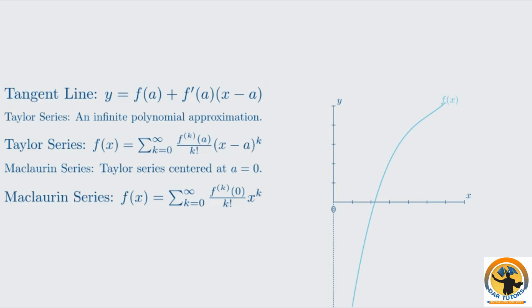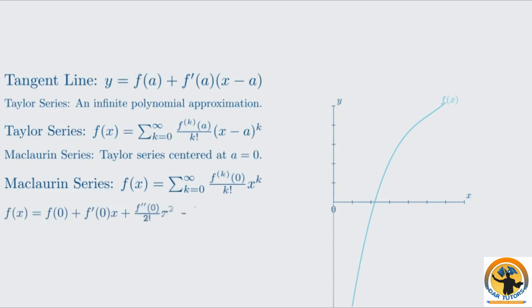Let's expand this to see the first few terms. The series starts with f of 0 plus f prime of 0 times x plus f double prime of 0 over 2 factorial times x squared, and so on. Each term is determined by a derivative of the function at x equals 0. This formula is the foundation of our study. It allows us to represent a function as an infinite polynomial, which can be much easier to work with for tasks like differentiation, integration, and approximation.